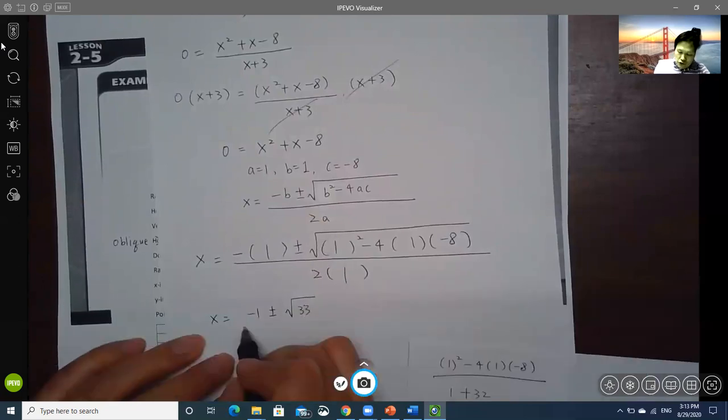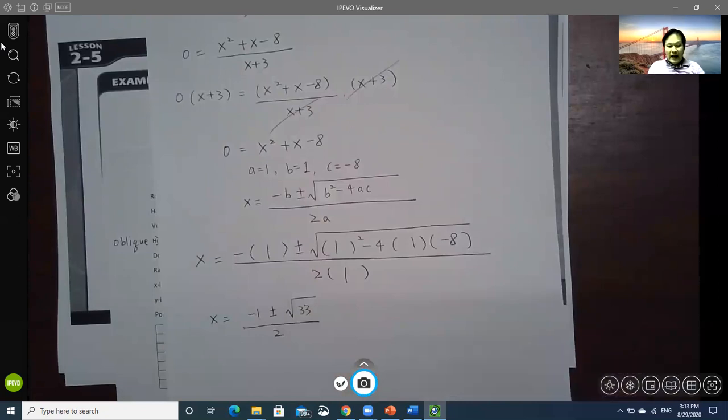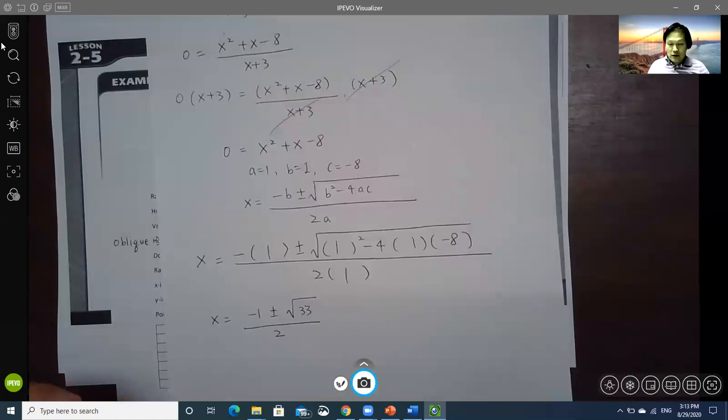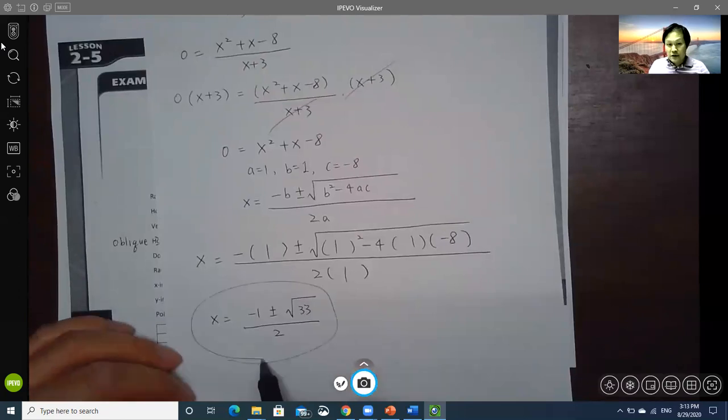Over 2. 2 times 1 is 2. So that is your x-intercept. Do you remember? I said usually I ask you to do this without a graphing calculator, but you can still get the decimal value using your calculator. You can just type it in.